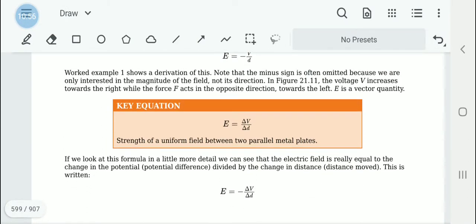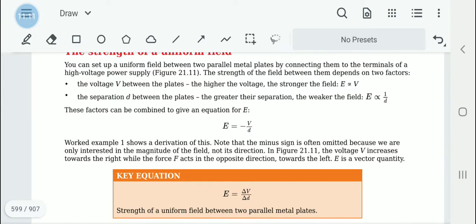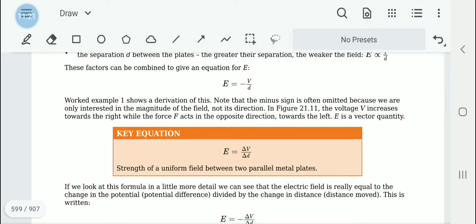Then the equation for the strength of a uniform field between two parallel metal plates, E equals delta V divided by delta D. V is voltage, D is separation. So that is another equation that you need to remember.